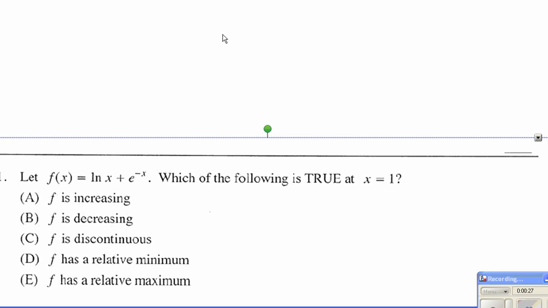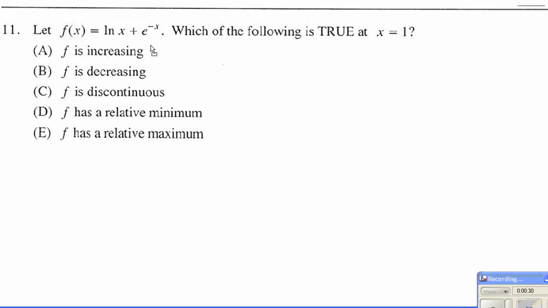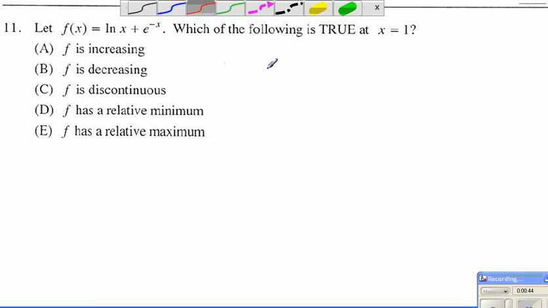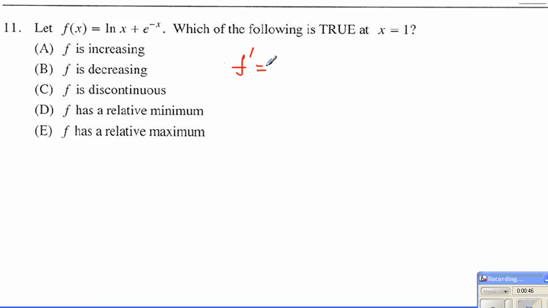Alright, now, next. Which of the following is true when x equals 1? When you look at this one, increasing, decreasing, relative minimum, so why don't we try to take the derivative? When you take the derivative, f prime is equal to 1 over x, plus e to the negative x times negative 1. That's what we end up getting.